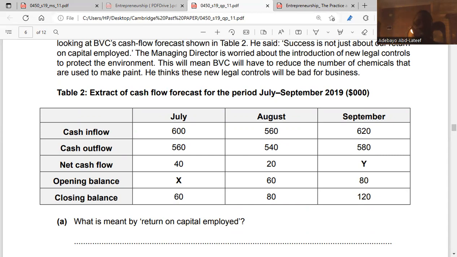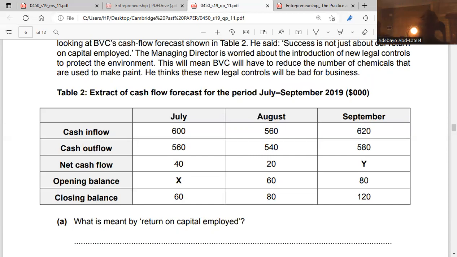So the net cash flow, how do we get our net cash flow? Our net cash flow is cash inflow minus cash outflow. Put these things in mind, okay? All right. Then for the opening balance, you get your opening balance from your net cash flow.